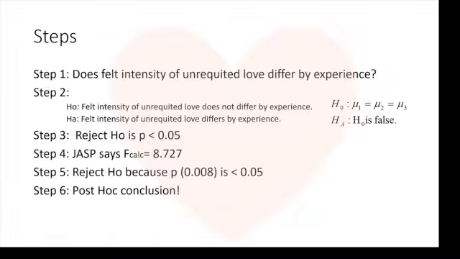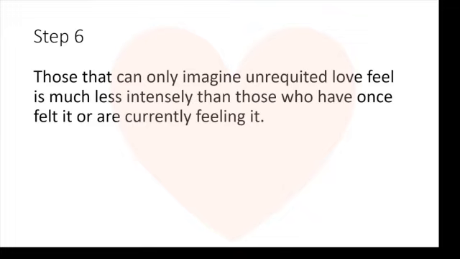So in step 6, this is where we have to go look at the post hocs to be able to make our conclusion. And so when we look back at the plot that we saw, and the post hoc results that we got, we are going to use those to drive our conclusions. So for step 6, we're going to say those that can only imagine unrequited love feel it much less intensely than those who have once felt it or are currently feeling it. See how I'm pointing out that the imagined are much less intensely feeling it than those who felt it or are currently feeling it? But I'm still missing something.